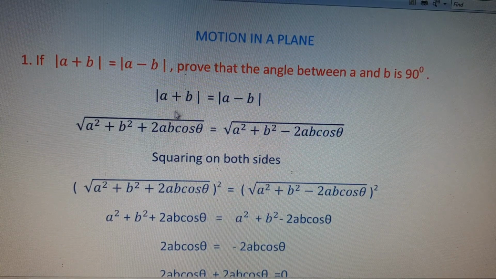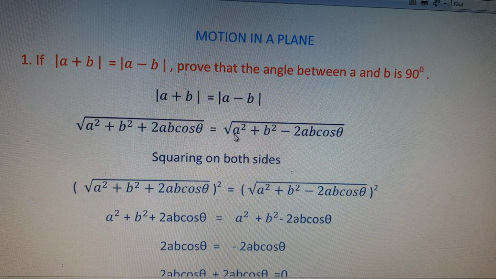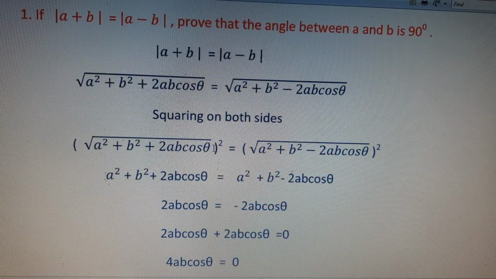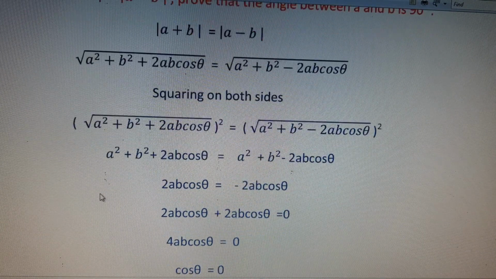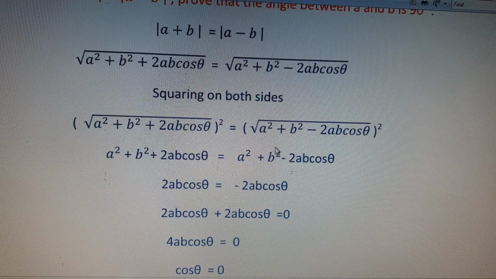So mod of a plus b is equal to under root of a square plus b square plus 2ab cos theta, and mod of a minus b is equal to under root of a square plus b square minus 2ab cos theta. So we can write the equation and square on both sides. Then the square and root will be cancelled on both sides. So the remaining terms are a square plus b square plus 2ab cos theta is equal to a square plus b square minus 2ab cos theta. So the a square term will be cancelled, and the b square term will be cancelled.